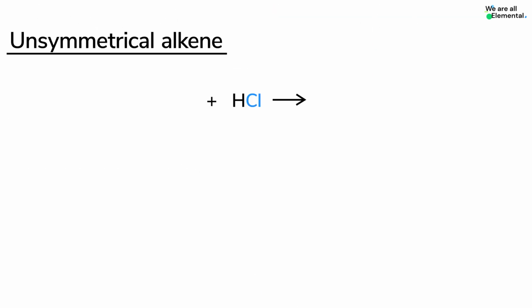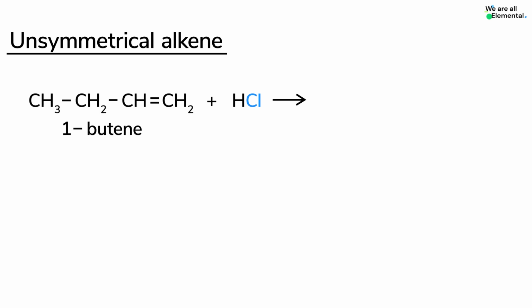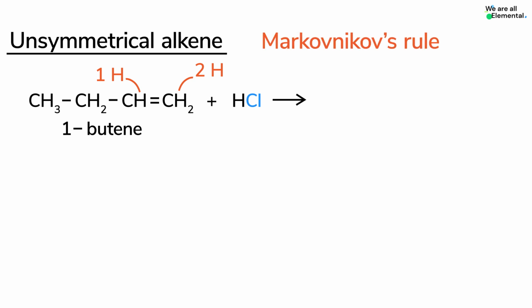However, if it is an unsymmetrical alkene, that is, the double bond is to the side of the molecule and not in the center, then there are two possible products. And if the double or triple bond is in the corner of the molecule, where one carbon across the double bond has one hydrogen and the other carbon has two hydrogens, then Markovnikov's rule applies. The rule says that the hydrogen of the hydrochloric acid will preferably combine with the carbon with greater number of hydrogens, and the chlorine will combine with the carbon with lesser number of hydrogens.